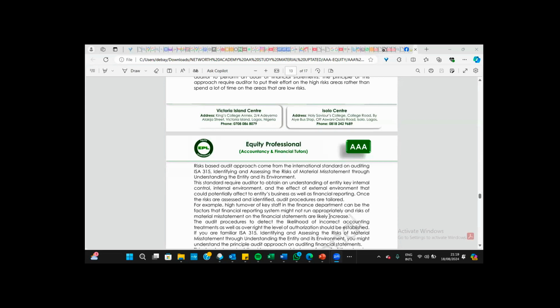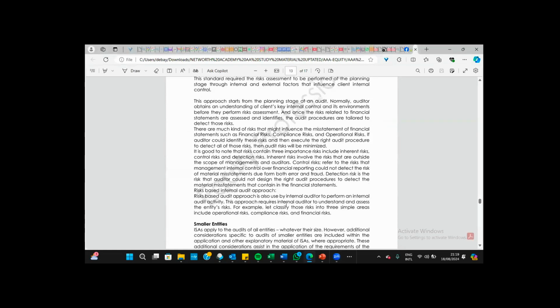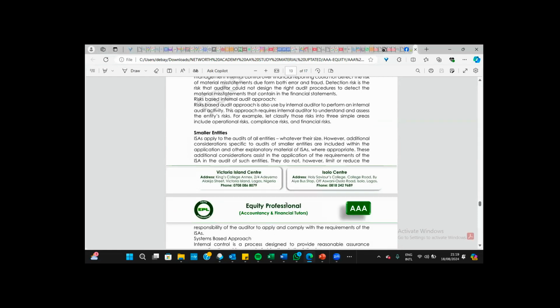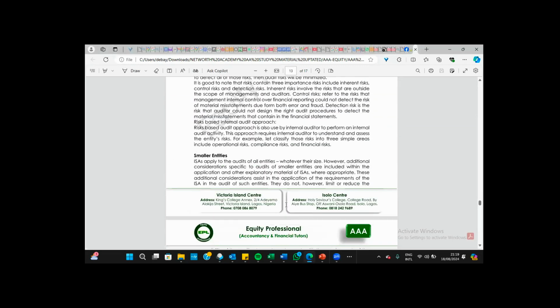I hope we are together. So that is what we mean by a risk-based approach. And I've explained where you use it. You use it when you are looking at companies that are what? That are big, large companies. Okay, we'll come back to this one. Let's go to the next one.